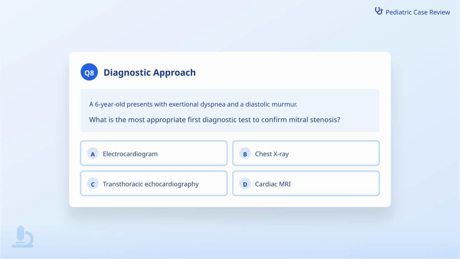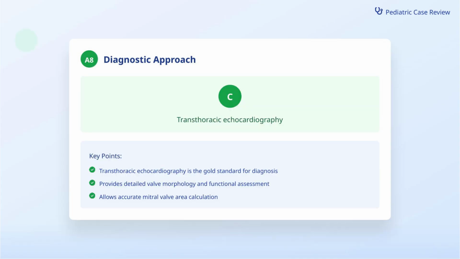A 6-year-old presents with exertional dyspnea and a diastolic murmur. What is the most appropriate first diagnostic test to confirm mitral stenosis? Option A, electrocardiogram. Option B, chest X-ray. Option C, transthoracic echocardiography. Option D, cardiac MRI. Consider the diagnostic approach for valvular heart disease in children and the most accurate, non-invasive method for evaluation. The correct answer is C, transthoracic echocardiography.